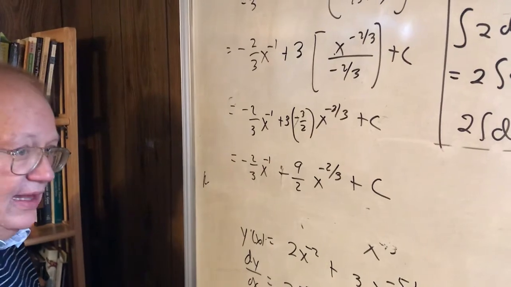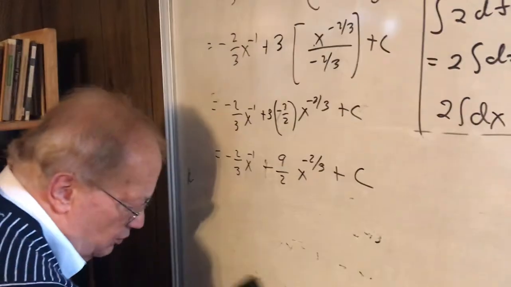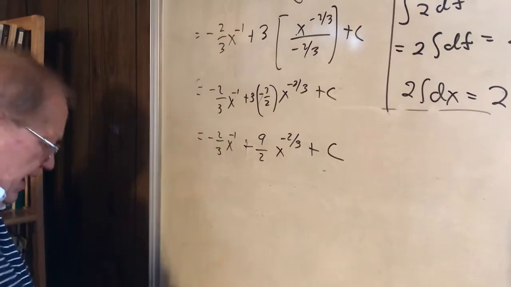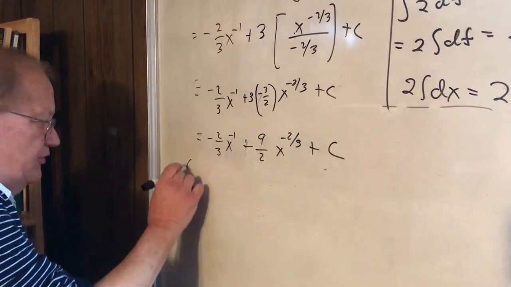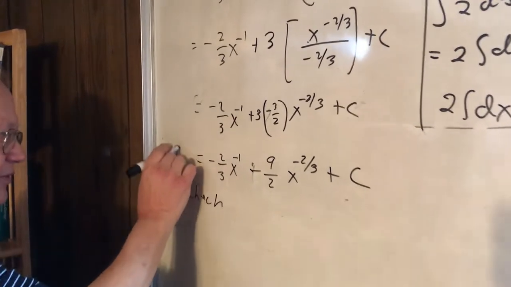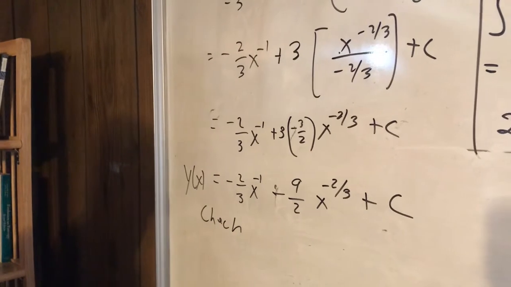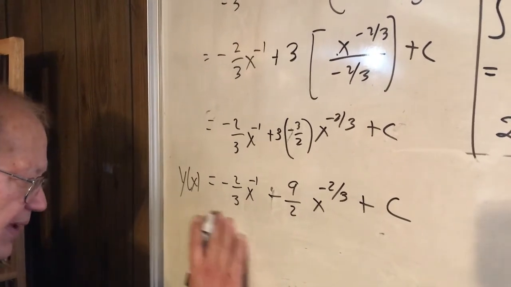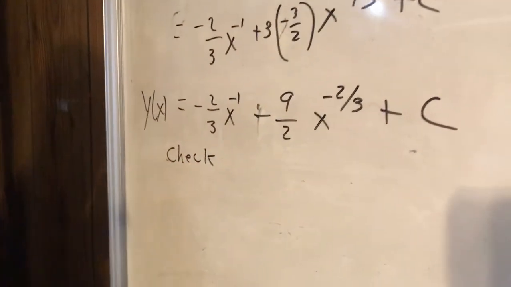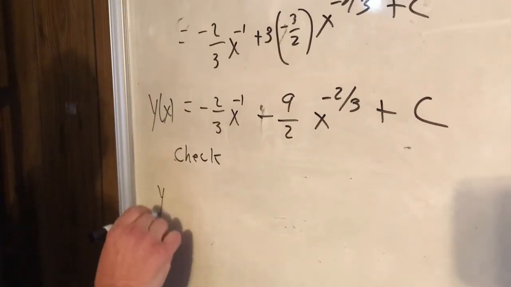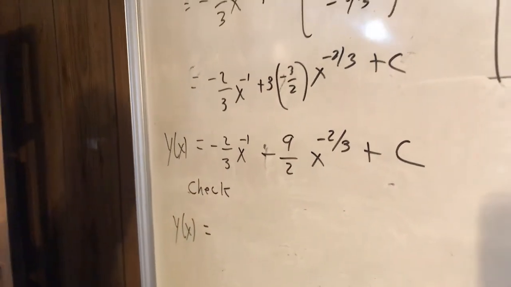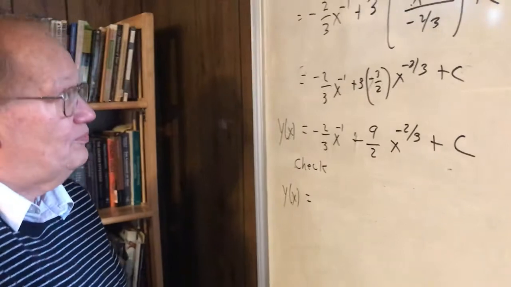When you do something like this, you might want to check it. So how do you check it? So a check would be, this is y of x. The check would be to take the derivative. That's a bad check. So sometimes I've written bad checks. But you guys probably have never written checks in your life, right?